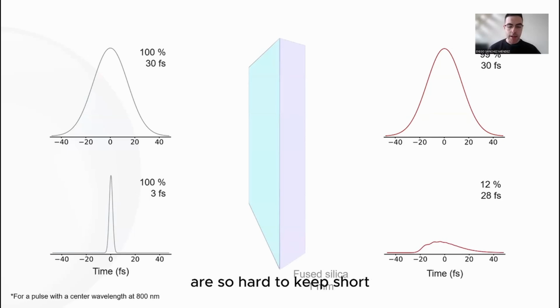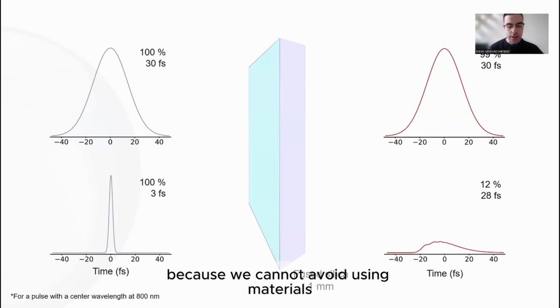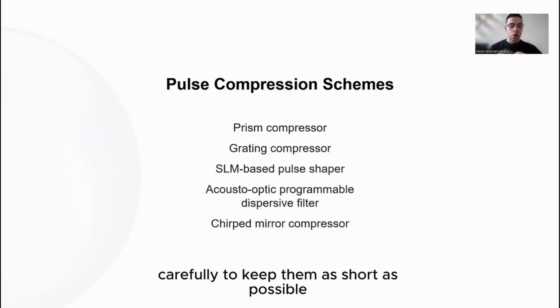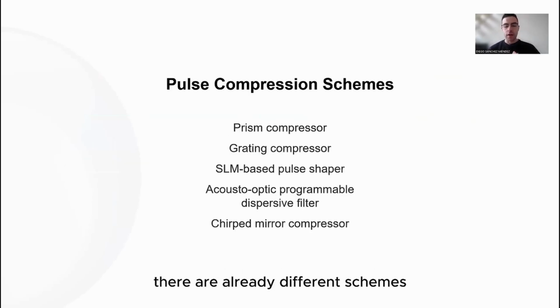So short pulses are so hard to keep short because we cannot avoid using materials in our experiment. So we must be able to control the dispersion carefully to keep them as short as possible. To control the dispersion, there are already different schemes which we call compression schemes.